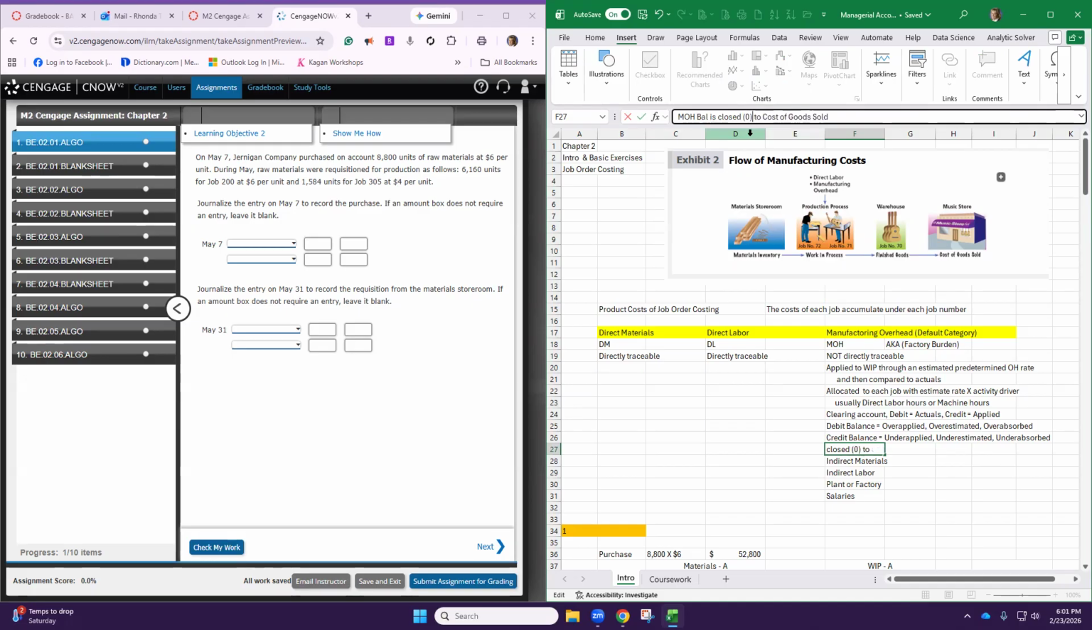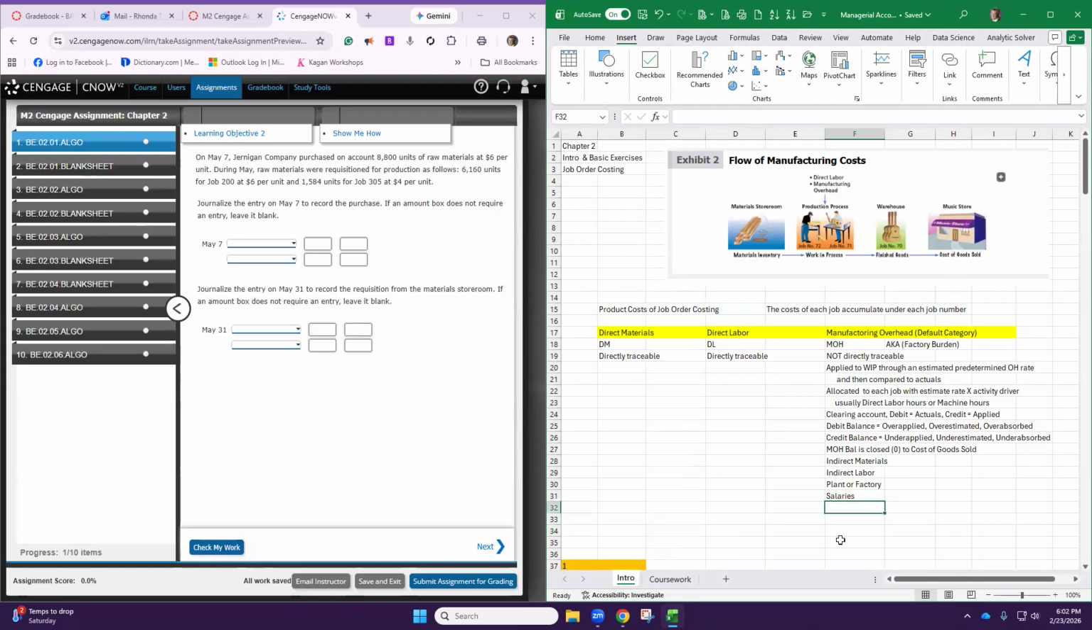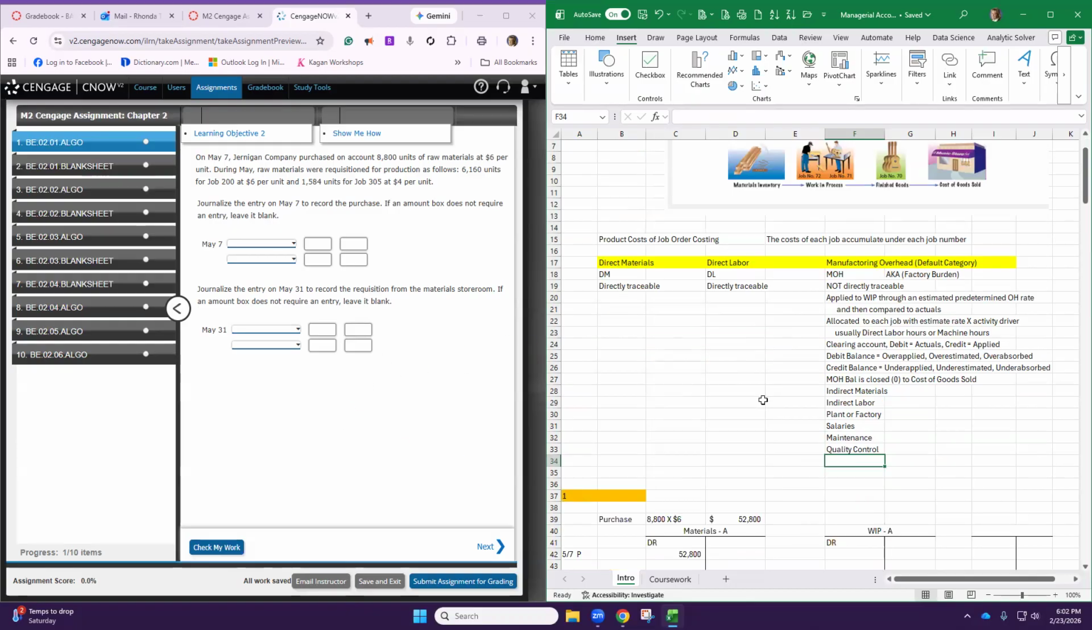And we're going to get started, and we're going to go as quickly as we can. Just to refresh your memory, these are indirect materials, indirect labor, expenses for the plant or the factory, salaries, maintenance. Okay, so I might put that down. I'm just trying to get some buzzwords for you. Maintenance, quality control, things like that. Okay, all right, let's get started here.